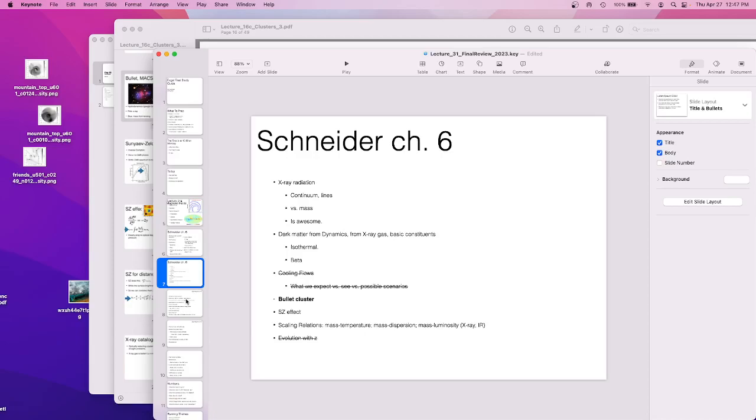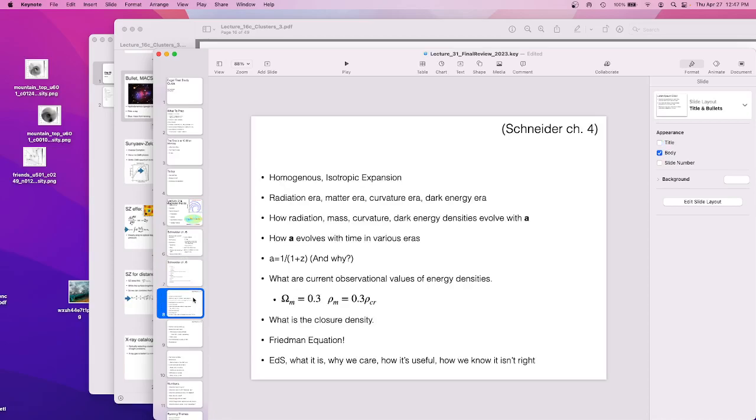Oh, we're running low on time. Cosmology. Cosmology was on the previous exam, but will be on this one as well. So, homogeneous isotropic expansion. I saw the coolest talk this morning where he talked about how it's not really homogeneous. Find that very satisfying. Radiation era, matter era, curvature era, which you can ignore, dark energy era.